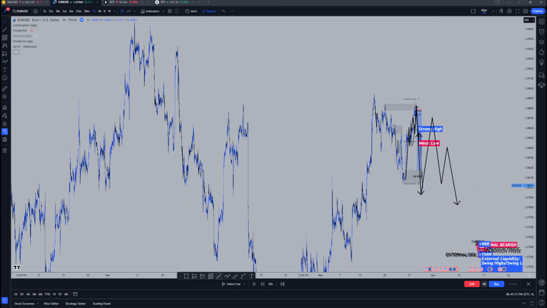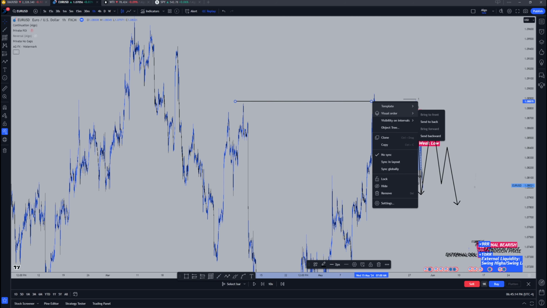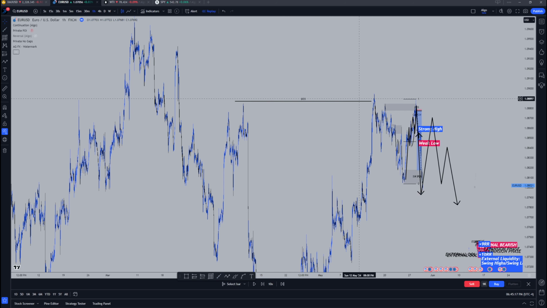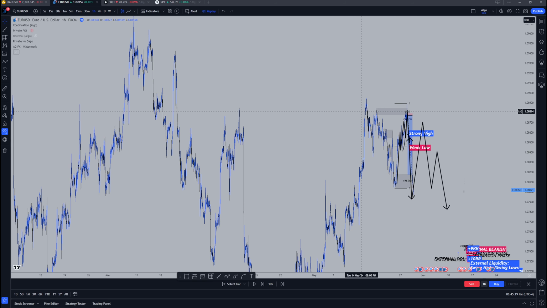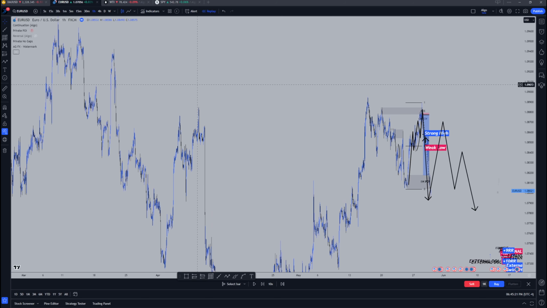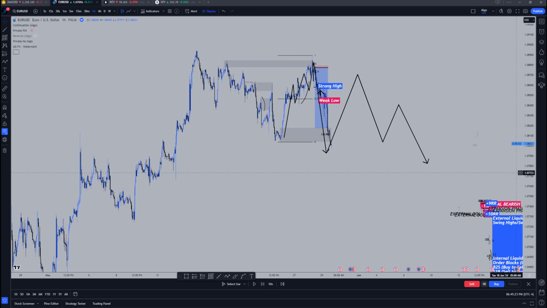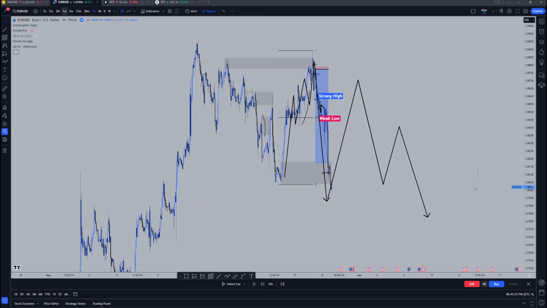Most likely, why? Because look, price took out external liquidity. When price takes out external liquidity, one of two things happens. Most times it's a retracement or it causes a whole entire market shift. So again, putting the pieces together is super important in trading.